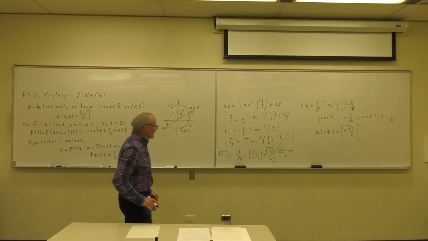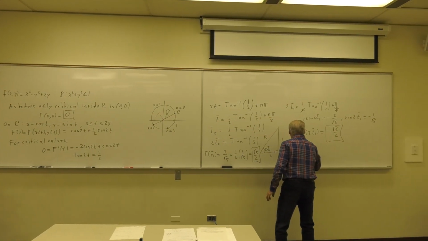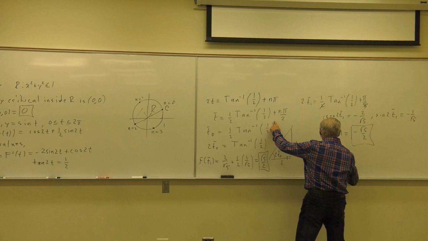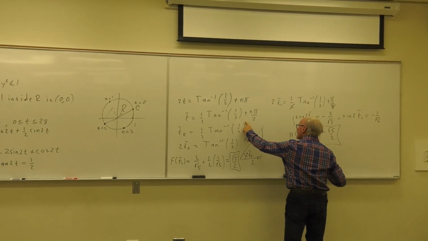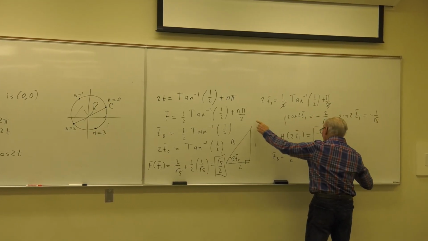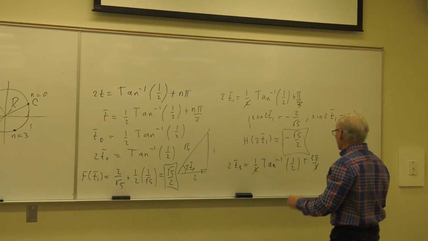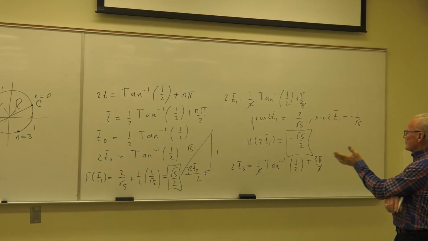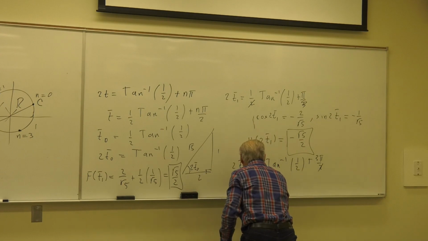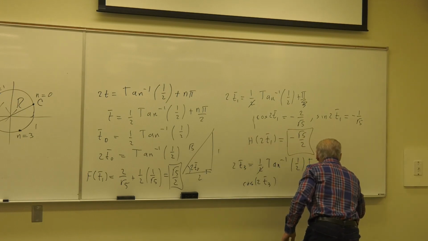I'm not going to do the other ones. Well, maybe I should. Let's talk about t bar 3. T bar 3 is 1/2 the inverse tan of 1/2 plus 3 pi over 2. We want the 2 here, so let's put the 2 here and kill that. So there's 2 t bar 3. Let's write down the sine and cosine: the cosine of 2 t bar 3 and the sine of 2 t bar 3.